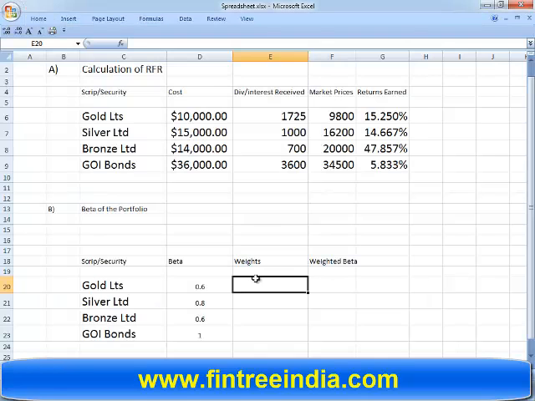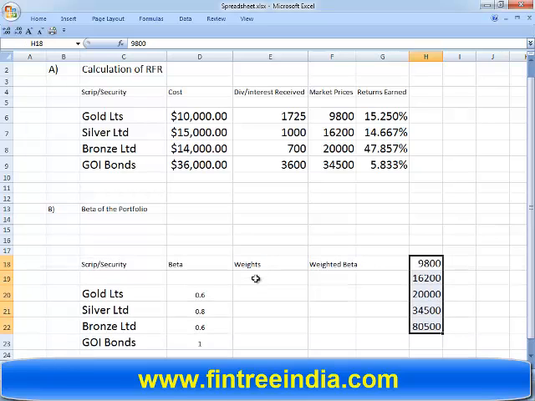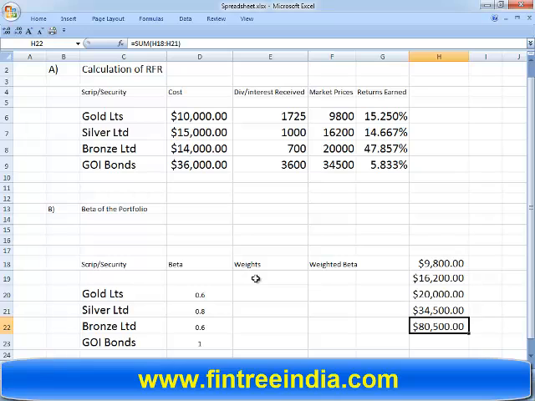See, how do we calculate weights? We will first take total of market prices. Okay, so this is 9800, 16200, 20,000 and 34,500. The value of entire portfolio is 80,500. So what is the weight? Weight is 9800 is invested in gold as a ratio to 80,500. That weight would be 12.71%.